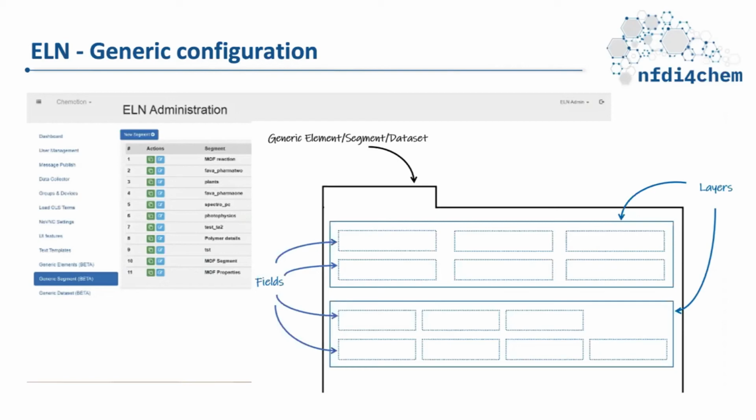Here is an example where you have a generic element and then there are multiple layers, which is more like a typical form that you would fill online for any specific purpose, in a way giving you all the flexibility to plan or decide the layout of the Chemotion that you work with.